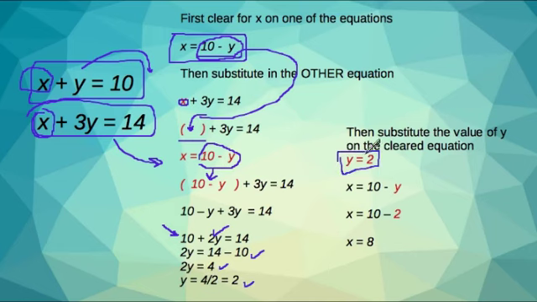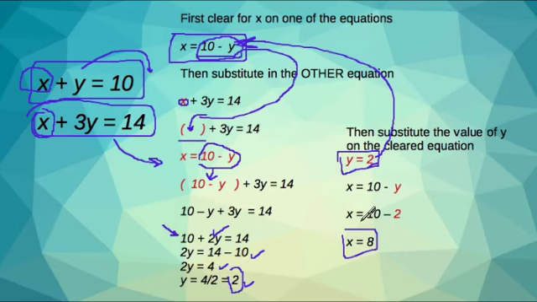And then after that, you got to plug in the value of 2 into the previous equation that you had cleared for the x. So it's going to be 10 minus y. Instead of the y, I got to write 2. Because we found that y equals 2. So we get 10 minus y, it's going to be 10 minus 2 equals 8. So that's the other number. We got 8 and 2.